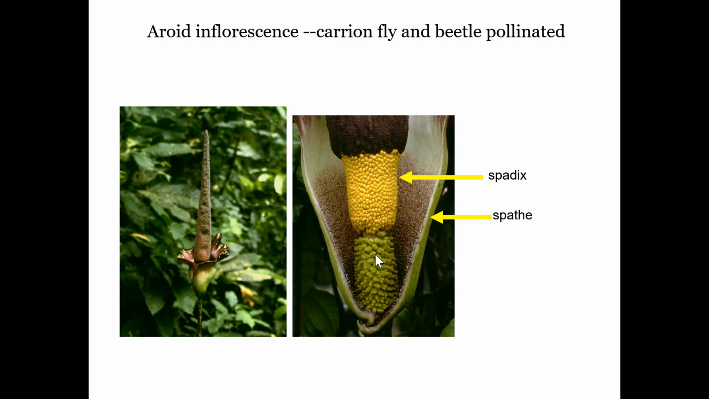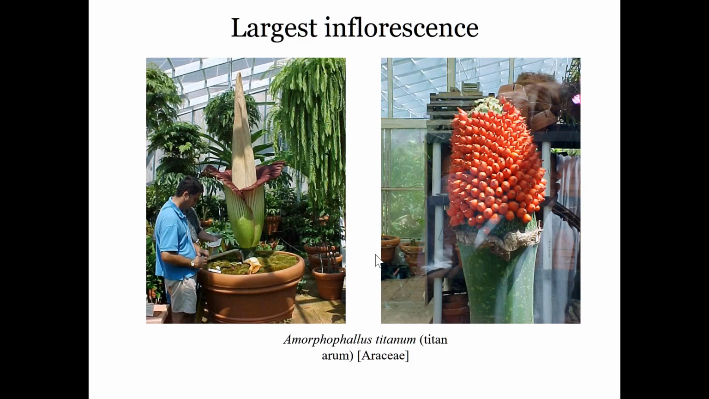Now many of the plants in this family are beetle or fly pollinated. They are often a little bit smelly, so they bring in things that are attracted to carrion. They include the largest inflorescence. So I said the smallest flowering plant, but this is also the family that has the largest inflorescence, and I've mentioned that one before in class.